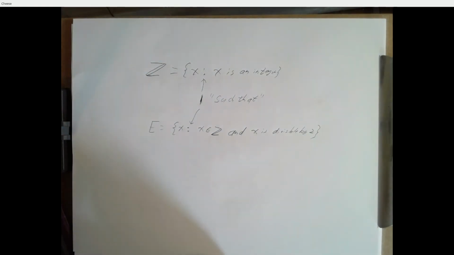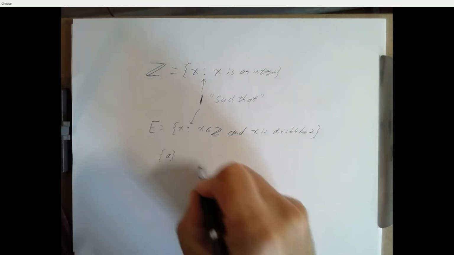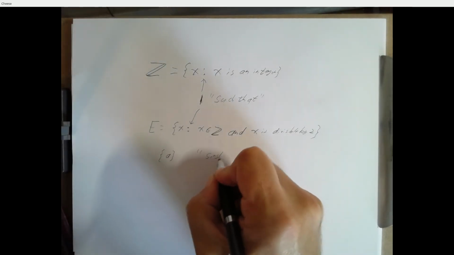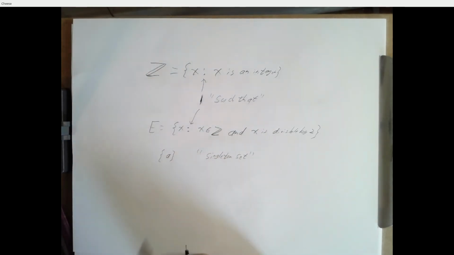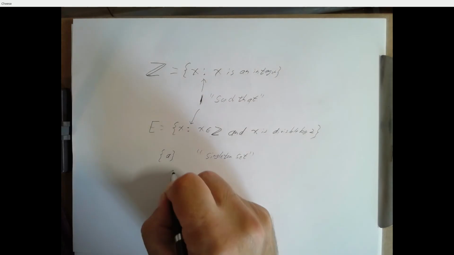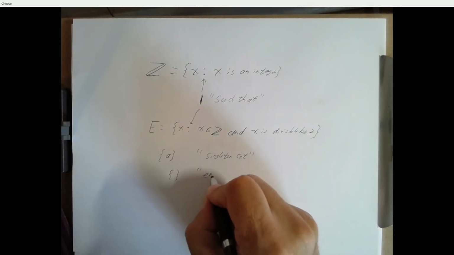All right, some terminology. If we have a set consisting of a single element, that's called a singleton set. And we'll have reasons to talk about that in a little bit. If we have a set consisting of no elements, that's called the empty set.